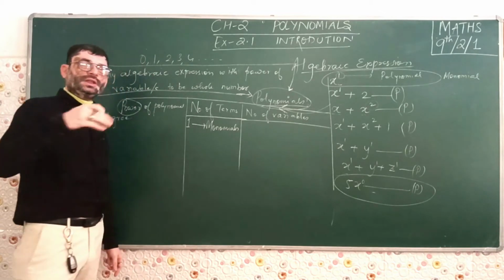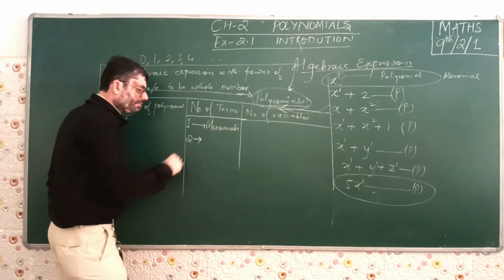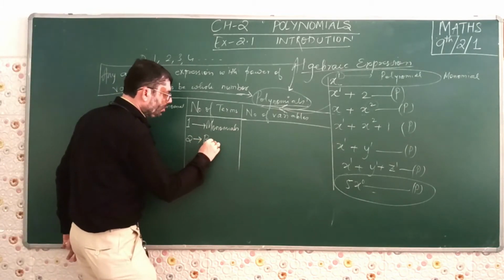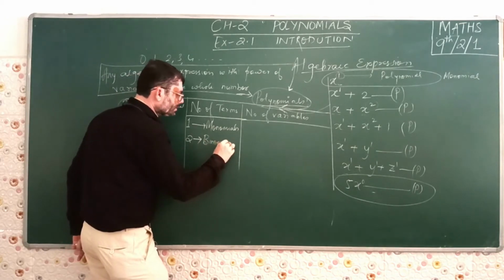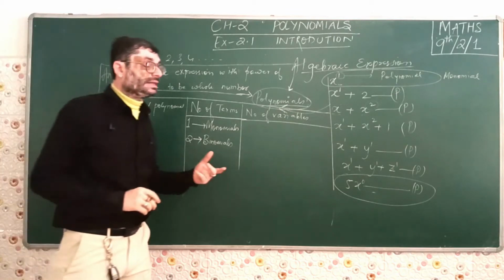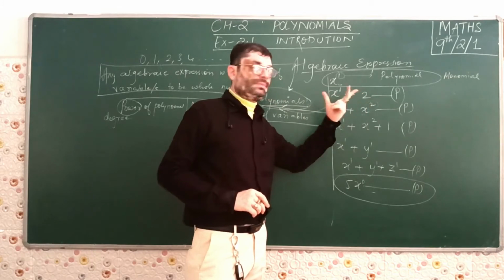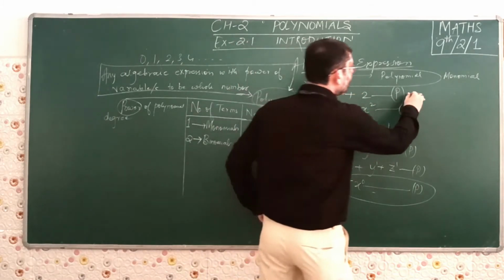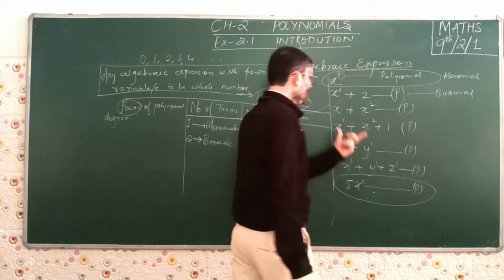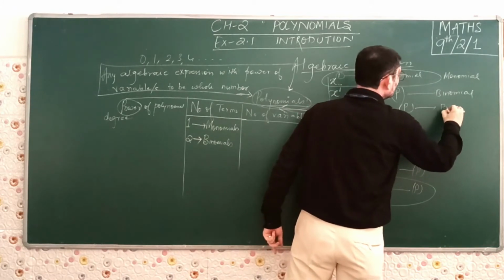Now if the number of terms are 2, then such polynomials are called binomials. Such polynomials are called binomials where number of terms are 2. Here x plus 2, 1 term, 2 terms. There are 2 terms, so this is my binomial. Then here also the number of terms are 2, so it is also a binomial.